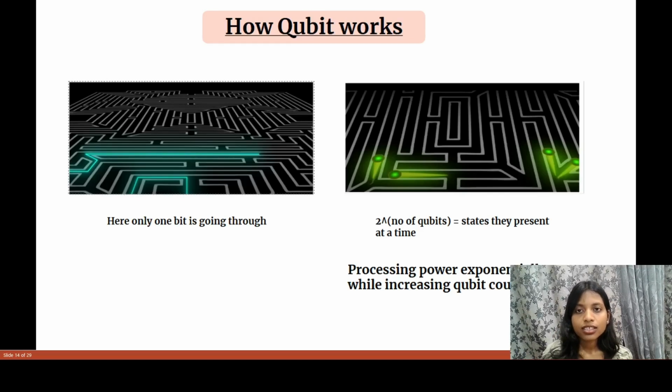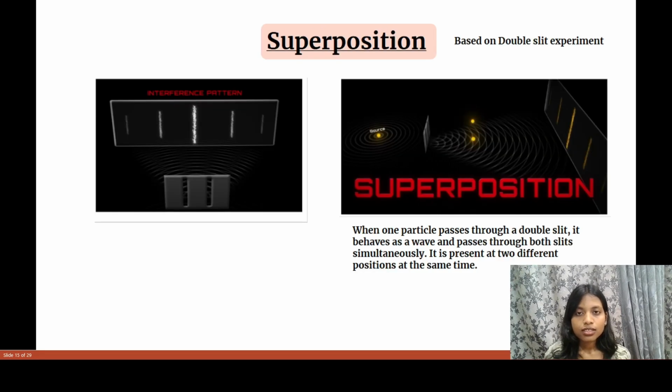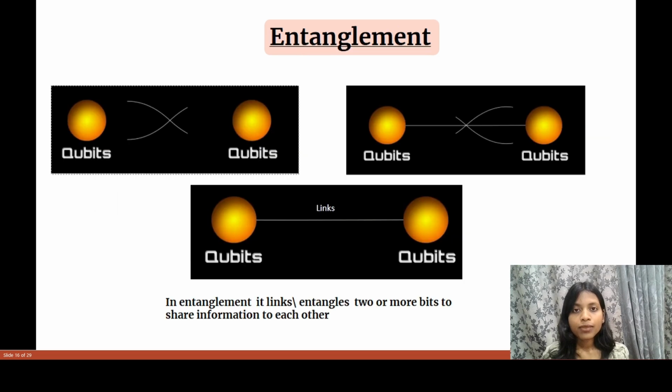In this slide, it presents how a qubit works, and in this slide, superposition, it is based on Young's double slit experiment. When one particle passes through a double slit, it behaves as a wave and passes through both slits simultaneously. It is present at two different positions at the same time.